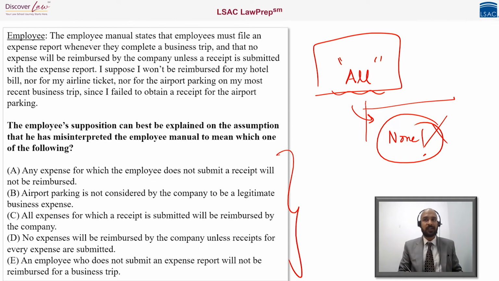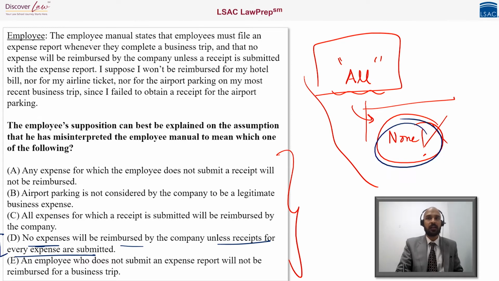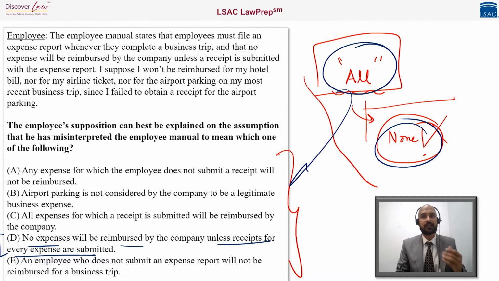Look at the options and see which one of the options resembles this idea. You can see here, no expenses will be reimbursed unless every expense is submitted. So none unless all. There you go. This is the misinterpretation and the answer. When you think about it, you realize how simple the question is.